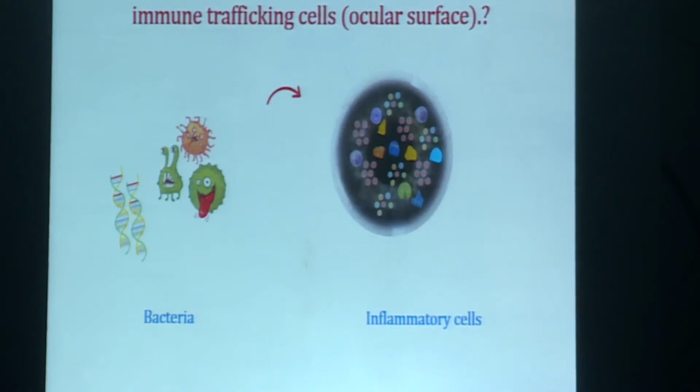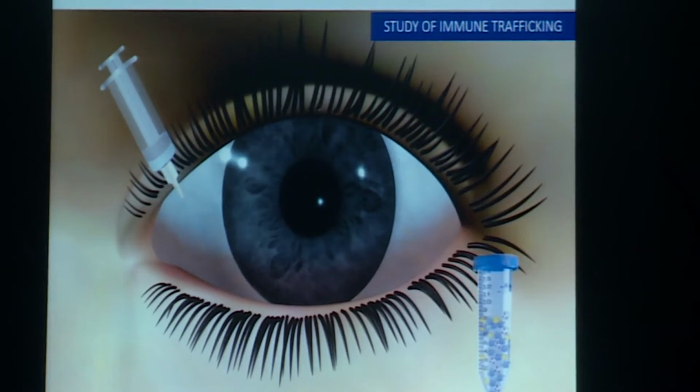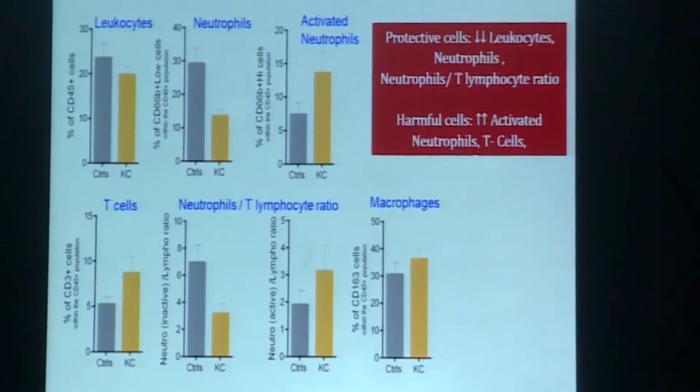The next question was, how do these bacteria influence the immune trafficking cells on the ocular surface? We devised a novel technique where we collected the ocular surface wash from these patients and stored it in these tubes. They were then transported to the lab, and flow cytometry was done to study the specific cell types and to quantify them. What we found was that the leukocytes, the neutrophils, and the neutrophil to T lymphocyte ratio, which is the protective mechanism, were lower in the keratoconic group compared to controls. Also, the activated neutrophils, the T lymphocytes, and the macrophages, which are the harmful cells, were higher in the keratoconic group compared to controls, suggesting that yes, altered immune cells on the surface can drive the disease.